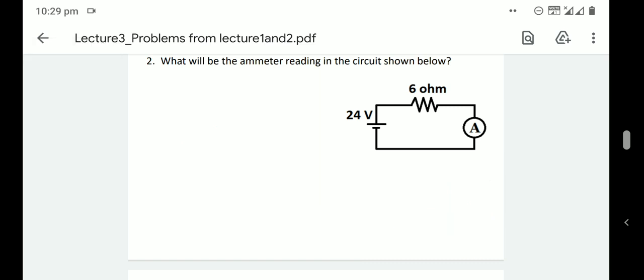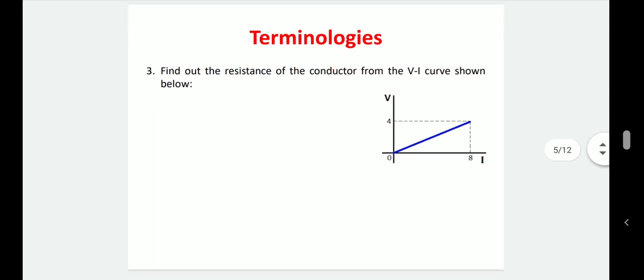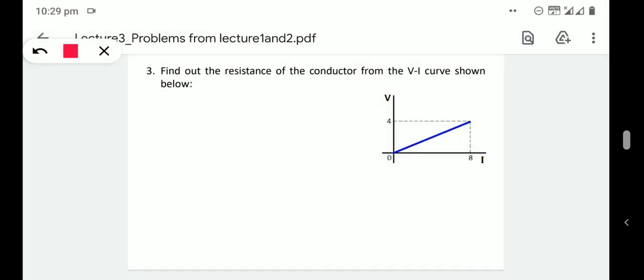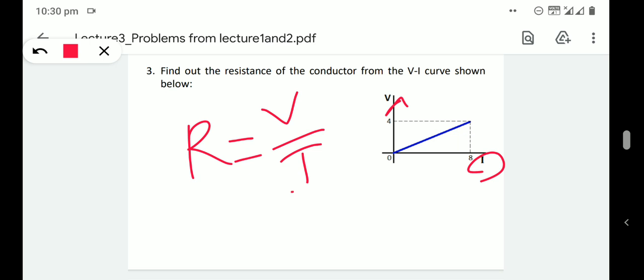Then the third problem: find out the resistance of the conductor from the V versus I curve shown below. V versus I curve means voltage versus current curve. The y axis shows voltage and the x axis shows current. According to Ohm's law, R is equal to V divided by I, voltage divided by current. Here the V versus I curve is given, and at some point the magnitude of voltage and current is given. For a voltage of 4 volt there will be a current of 8 amperes.